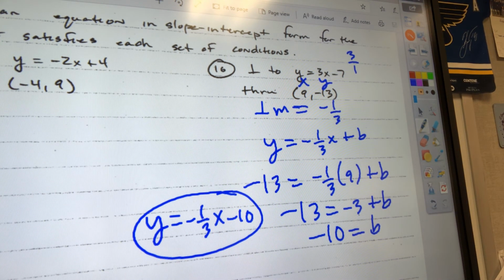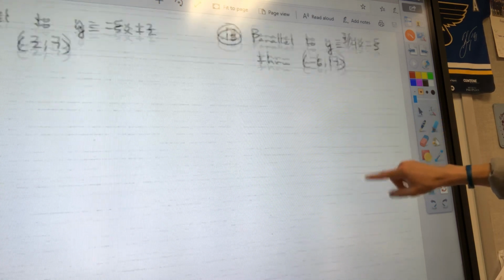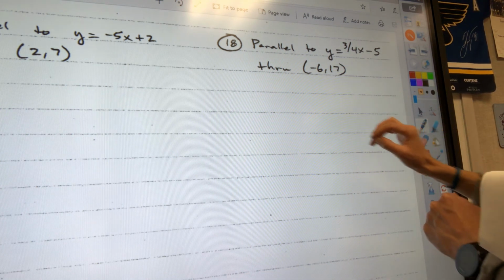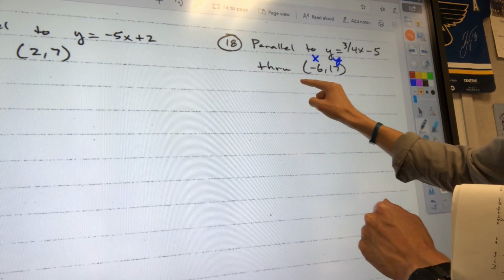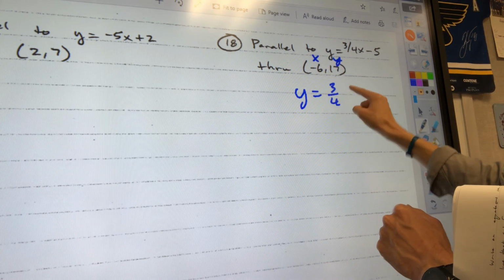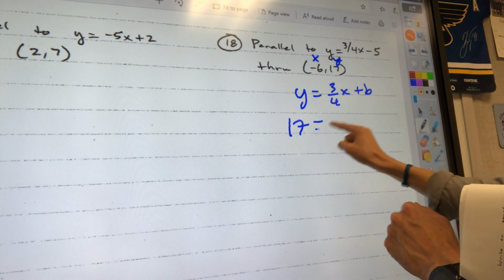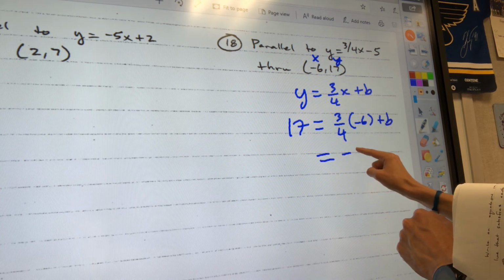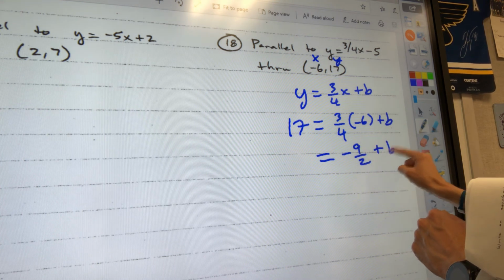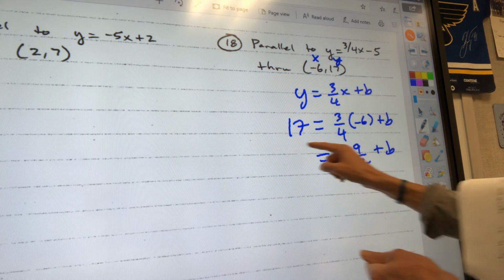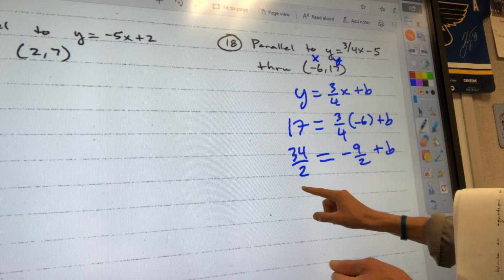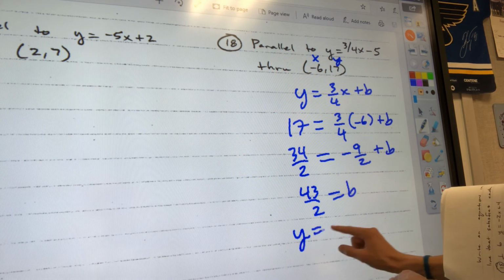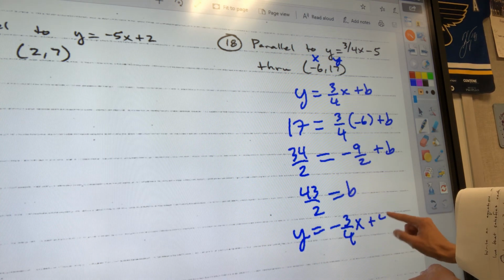And then we have one with parallel. A line that is parallel to 3/4 x minus 5, and it goes through that point. It goes through that x and y. So first off, your slope is going to be 3/4. Okay. 17 is y when x is negative 6. So that is actually a negative 9/2. Negative 18/4 is 9/2. So this is 34/2. Add 9/2 to it. Okay, so y is 3/4 x plus 43/2.